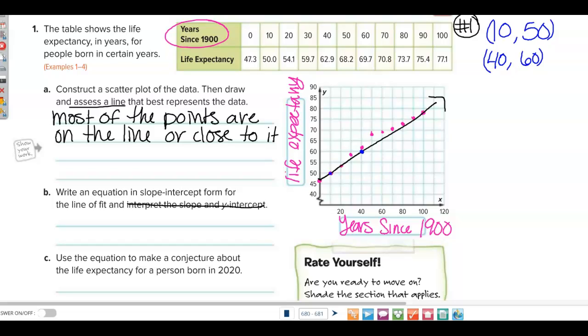If you want to go through and label those, this would be your X1, Y1. This would be your X2, Y2. So that is step number 1. Step number 2 is to calculate the slope using y2 minus y1 over x2 minus x1.